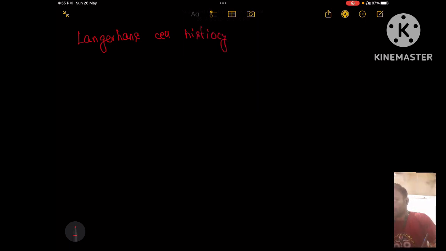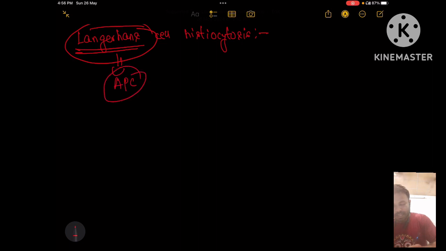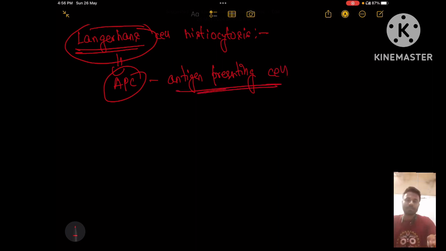Next is Langerhans cell histiocytosis. What is the normal function of Langerhans cells? They are antigen presenting cells.